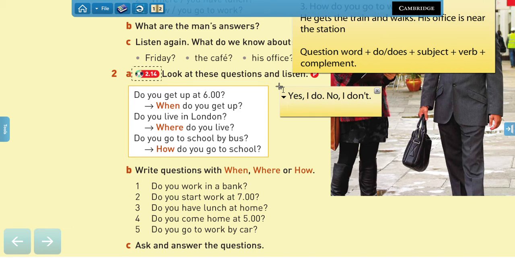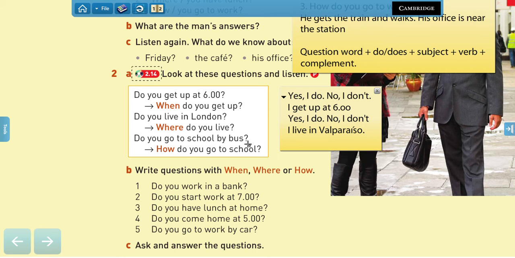Now, when do you get up is not a question that I can answer by saying yes or no. I have to give more information. So in that case, I say, I get up at 6 in the morning. Now, do you live in London? The same case. Yes, I do. No, I don't. Where do you live? I live in Valparaiso. Where do you live? I live in Valparaiso. Do you go to school by bus?